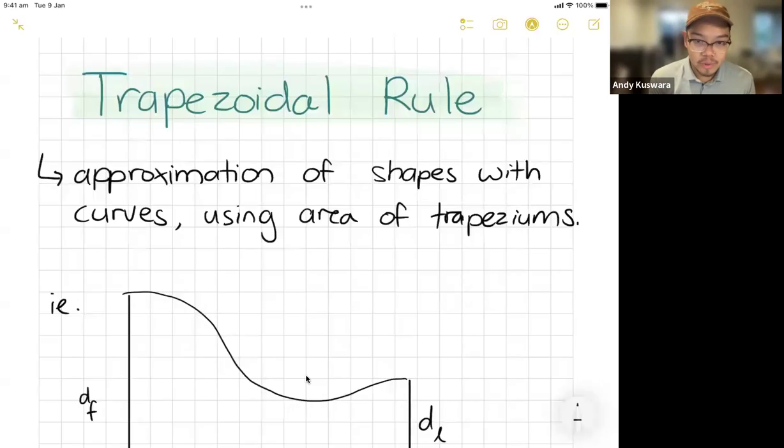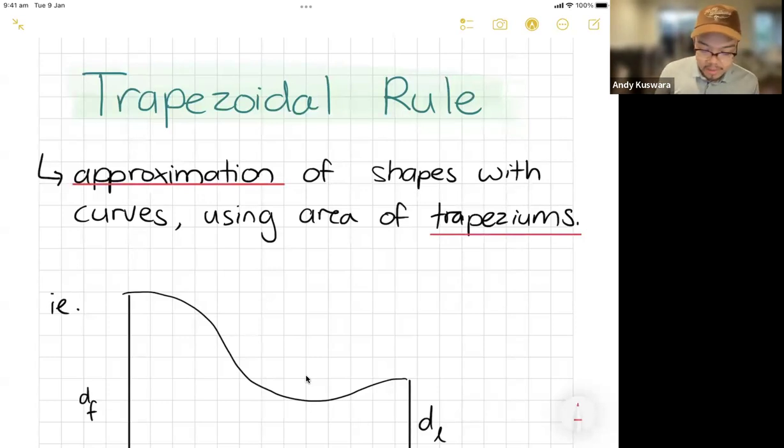All right, here we go. We have got another one for you guys. Today we are talking specifically about the trapezoidal rule. Now the trapezoidal rule, kind of in the name, we use trapeziums. But the most important part here is recognizing that the trapezoidal rule gives us an approximation of area.